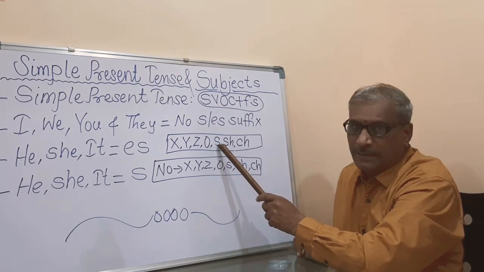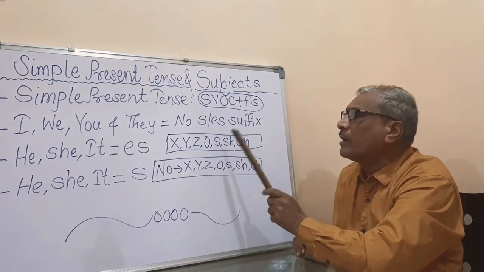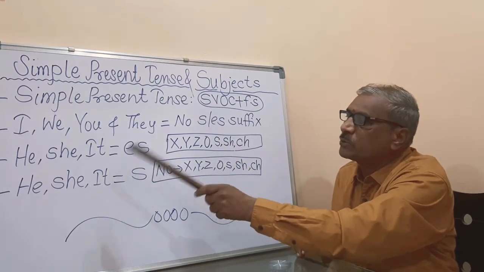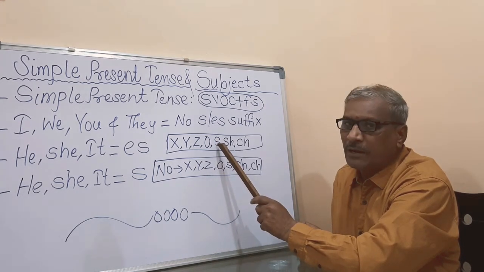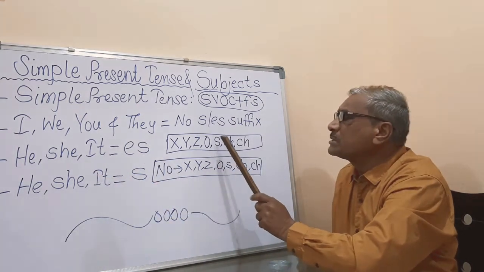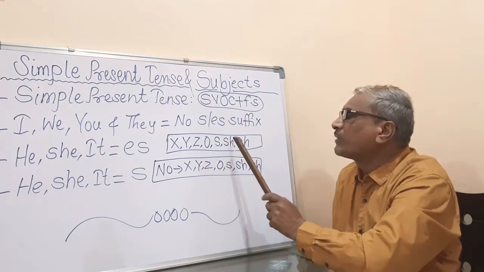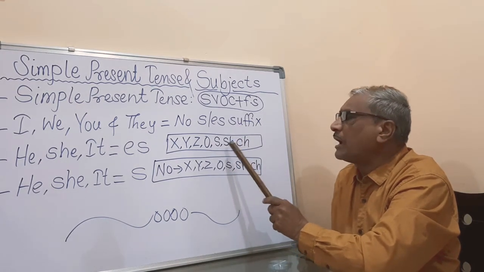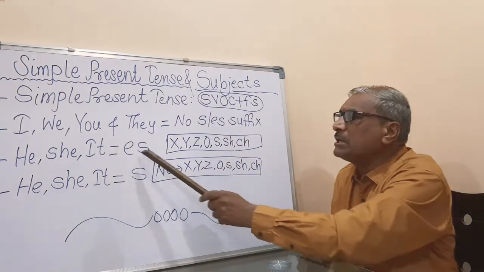Then if S is there at the end of the main verb, then we use the es suffix, or we attach the es suffix to the main verbs. For example, press, PRESS. So we can say he presses, she presses, it presses. That will be the structure. Then SH. If there is SH at the end of the main verb, then we can use the es suffix.